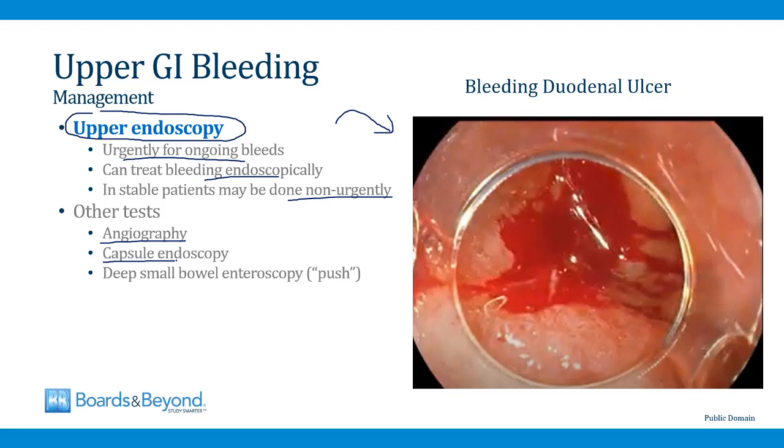Capsule endoscopy involves swallowing a camera. It passes through the entire GI tract taking images, so this can look for sources of bleeding in upper or lower GI bleeds where you're unable to find a source through other methods.